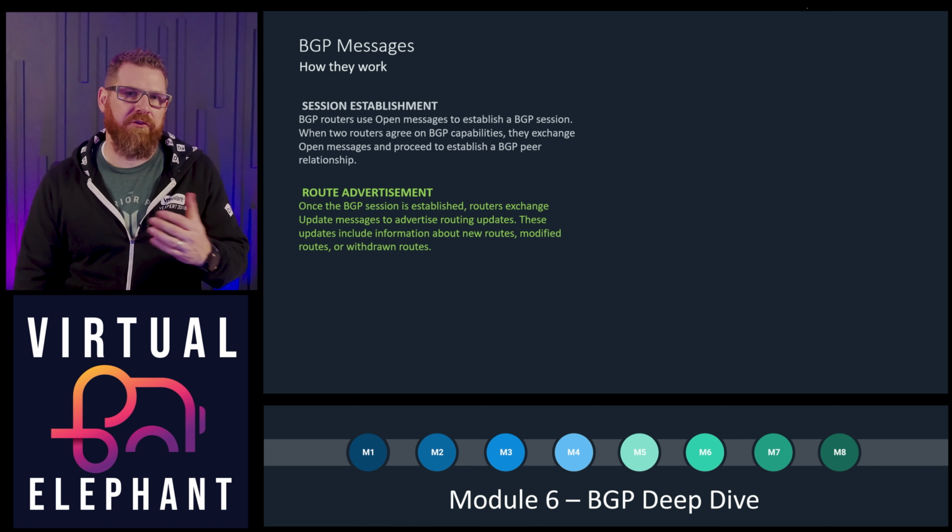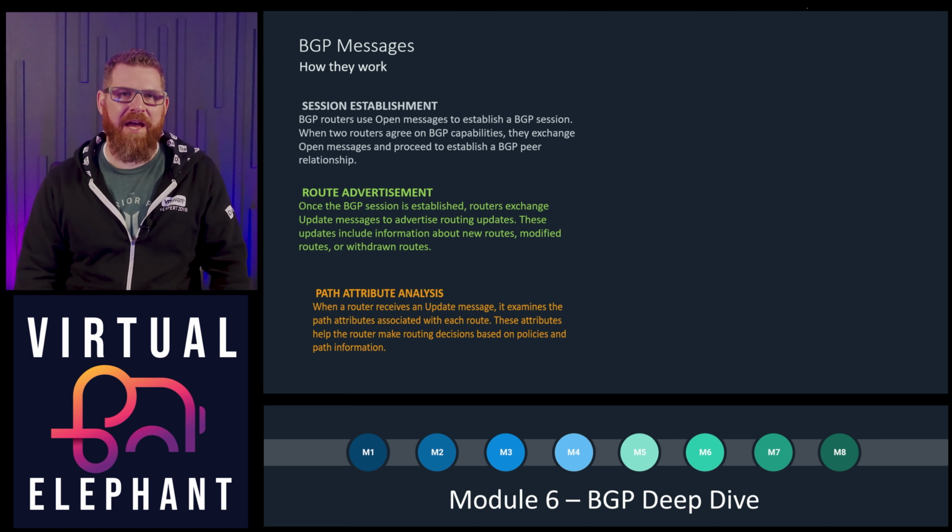The two routers are going to advertise to one another the routes that they have available so that they can update their BGP tables. Next, we have the path attribute analysis, when the BGP peers are going to figure out the best path for all of the routes that are advertised between the two routers.